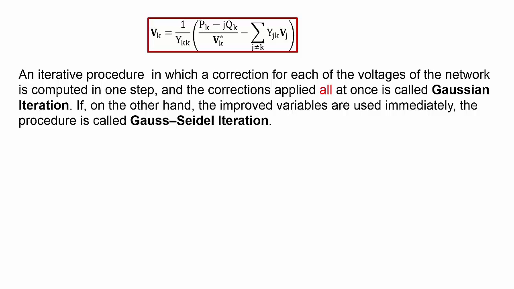Gauss-Seidel is an improvement of the Gauss method, in which as soon as we have an improved value for a bus voltage, we immediately use it in the computation of all other voltages. And the Gauss-Seidel converges quicker than the Gauss method.